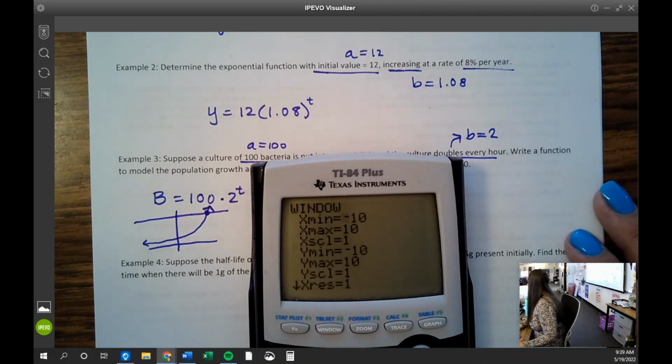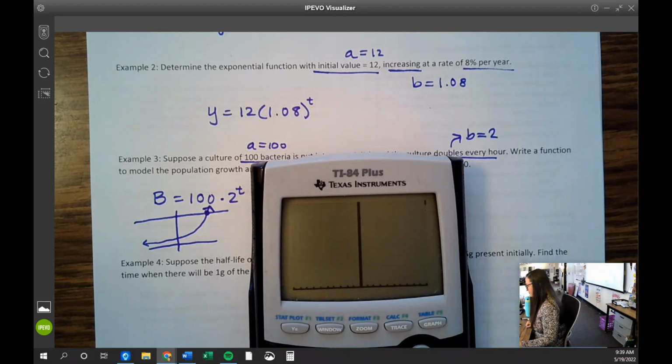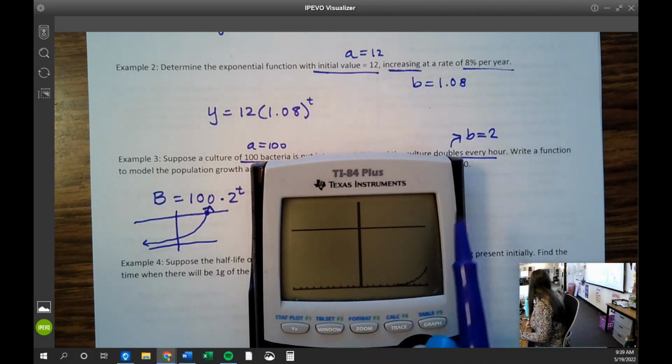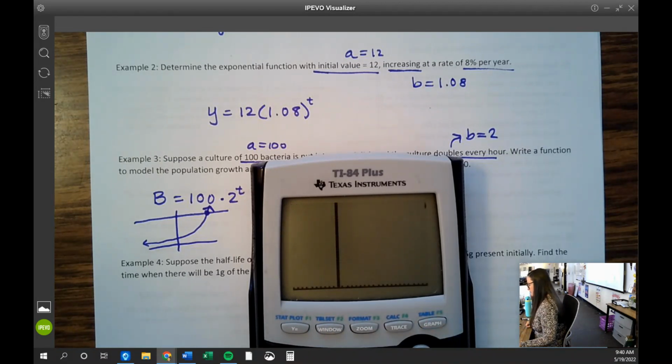Now, I'm going to have to adjust my window. Because if I just have y max of 10, I'm not going to see anything. So I'm going to go 500,000 and just kind of see what happens here. Okay, so what this graph tells me is that it's going to intersect much past 10 hours. So I need to adjust my window. We'll try 20. There it goes.